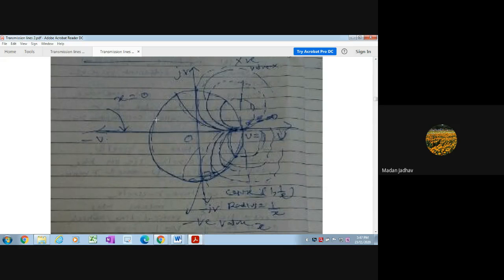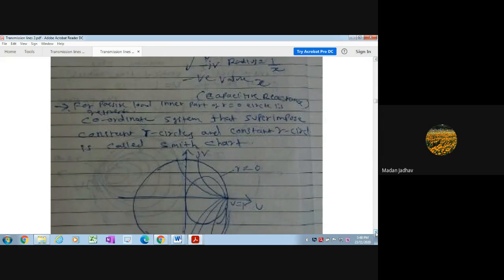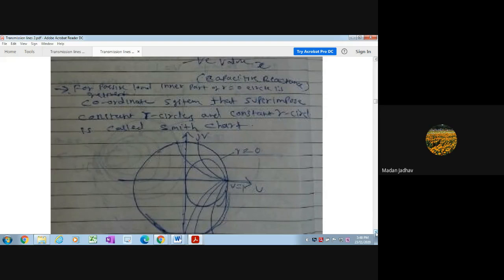Here it is x equal to 0, then 0.8, 0.9 like this. Then here you will get 1, and here you will get x equal to infinity. If you move in the downward direction, then these values are negative, and here you get minus infinity. Now these are the reactance circles, for positive load in the inner part of the R equal to 0 circle.